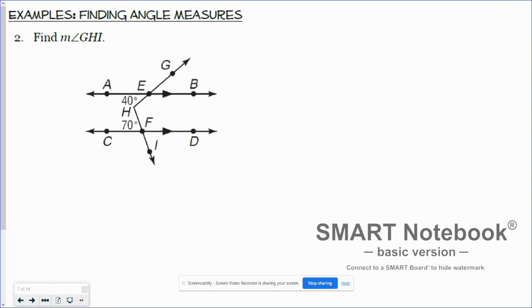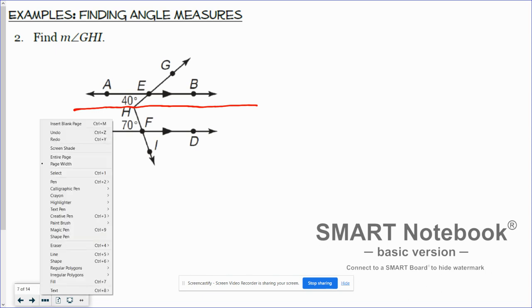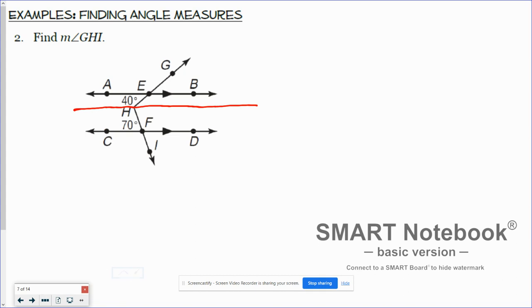So I'm going to draw another parallel line. So this line is parallel to AB and CD. And so since it's parallel, it's creating some of those angle pairs that we just discussed. So like this little angle right here, what would be its measure? Yeah, it'd be 40 degrees because it's congruent to angle AEH. So this angle's 40. And what about the adjacent angle right next to it?